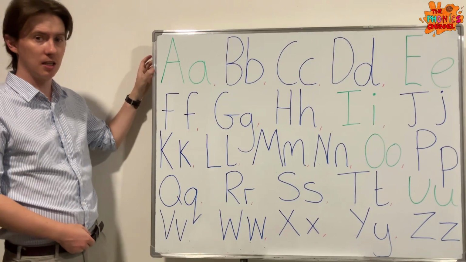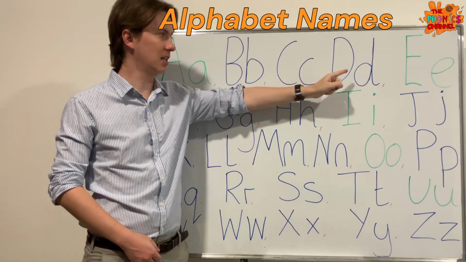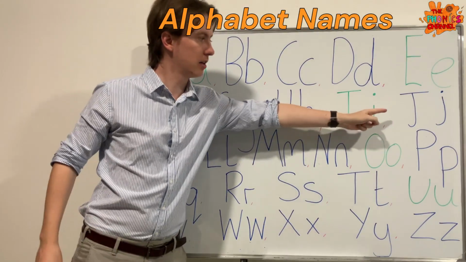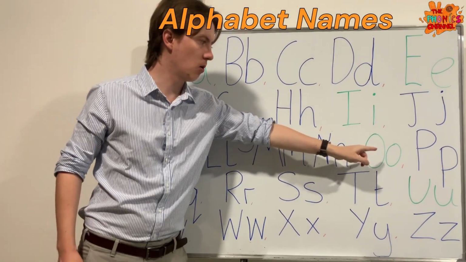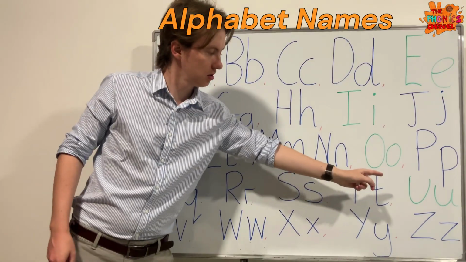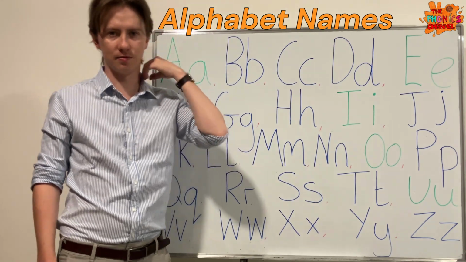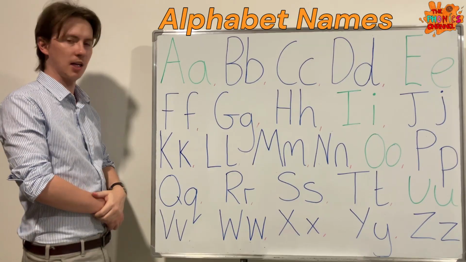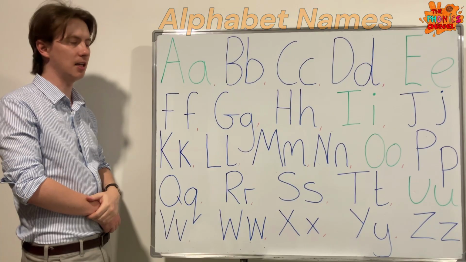Okay, so the alphabet, here are the names of the letters: A, B, C, D, E, F, G, H, I, J, K, L, M, N, O, P, Q, R, S, T, U, V, W, X, Y, Z. Okay, so those are the names of the alphabet for each one. And we'll see for each letter we have a capital letter and a lowercase letter here.